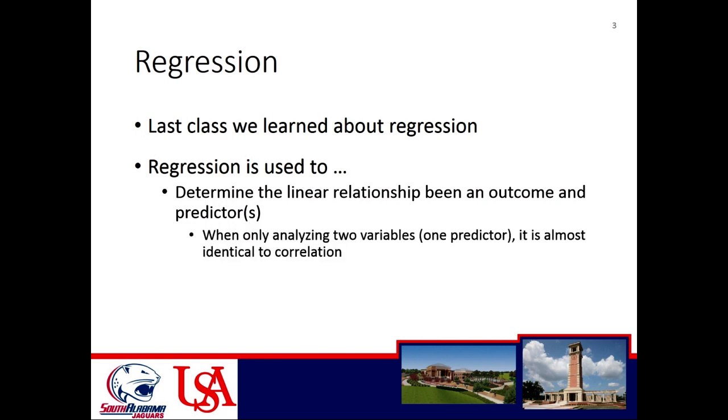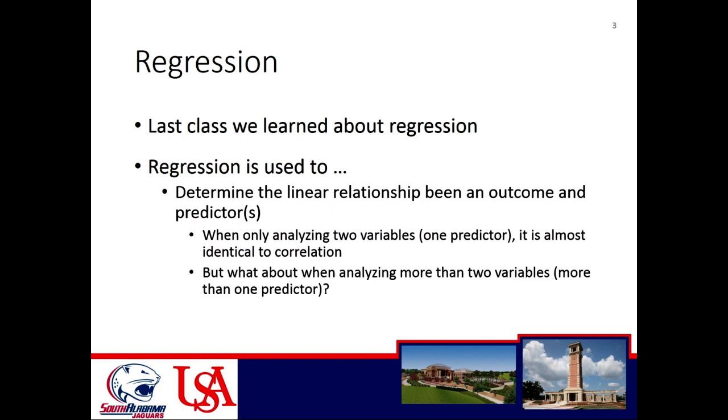And as we said before, when analyzing only two variables, or just one predictor, it's almost identical to correlation. Well, what about when we analyze more than two variables? What if we have more than one predictor? How can we conceptualize, how can we think about regression? Now we're moving beyond just one predictor, and looking at two or more predictors.